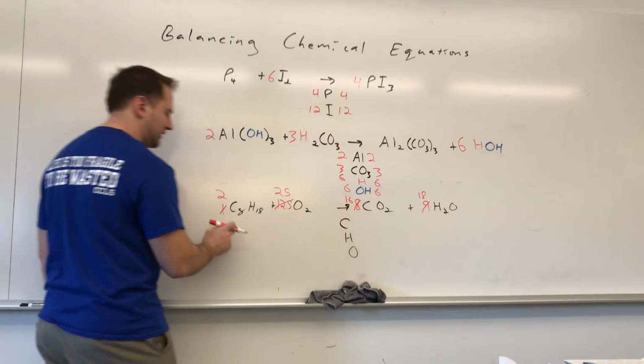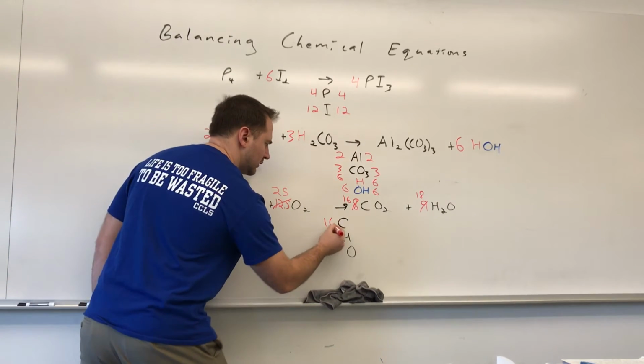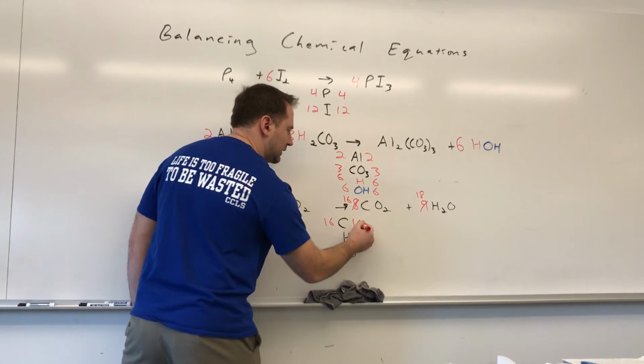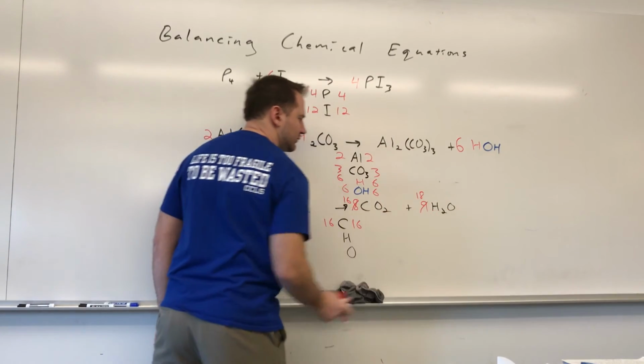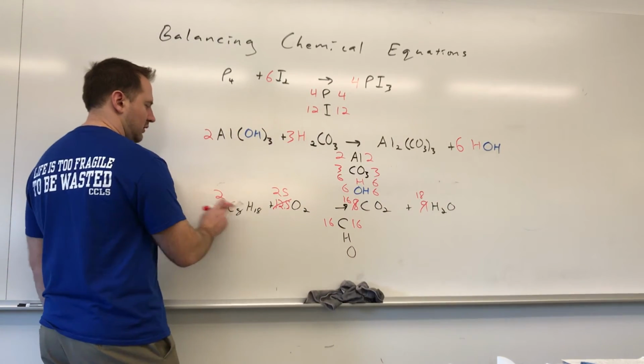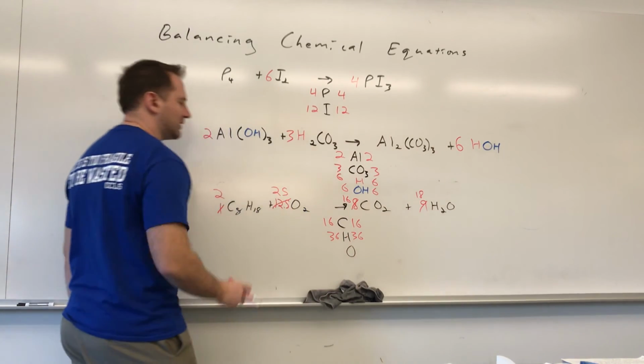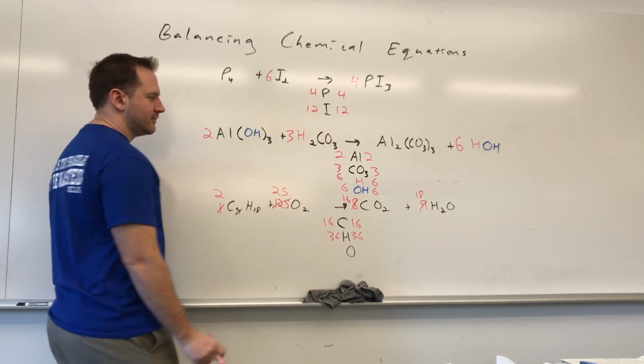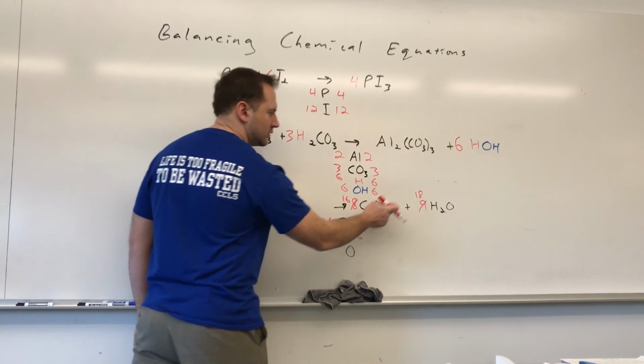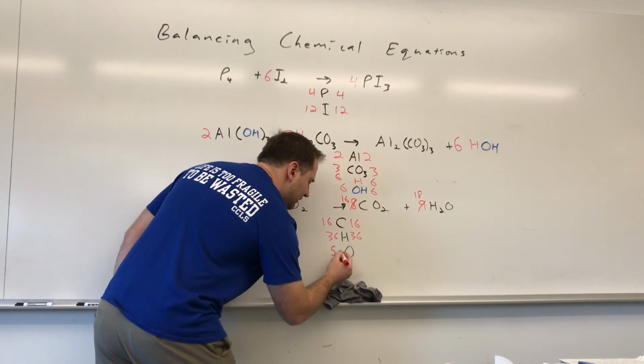I have 16 carbons on the left, I have 16 carbons on the right. I have 36 hydrogens on the right, 36 hydrogens on the left, so that's good. And at this point in time, I have 50 oxygens on the left, and I have 16 times 2 is 32, plus 18, I have 50 on the right.